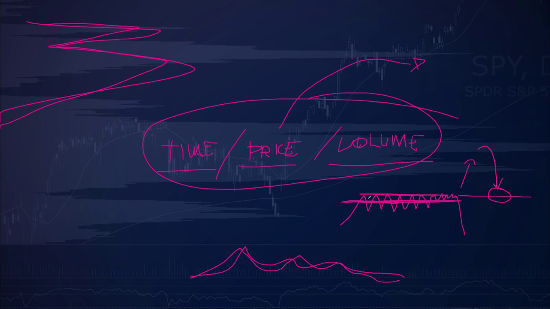And it's just because price, A, spent a lot of time there, and B, deposited volume at that level over and over and over again. And that creates this sort of ripple effect in the market that goes off into the future. And when price returns to this level, even years later, there is a high likelihood of more conflict at that particular level. So that's time. And this is the only thing you need to worry about right now when it comes to this time, price, volume analysis.